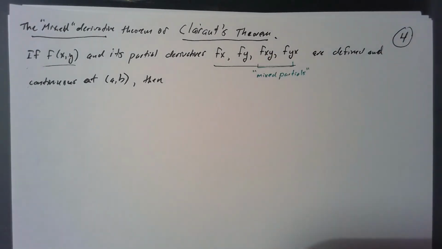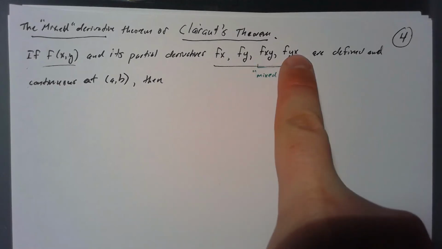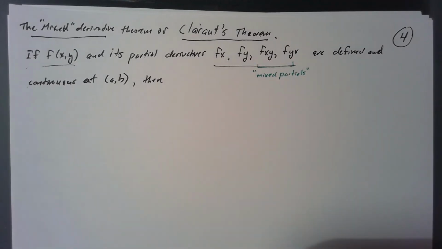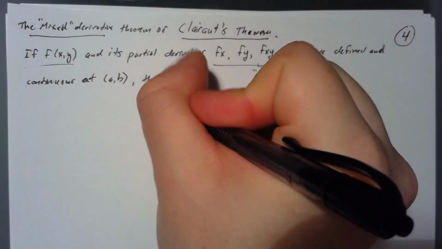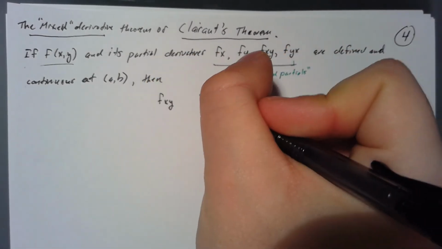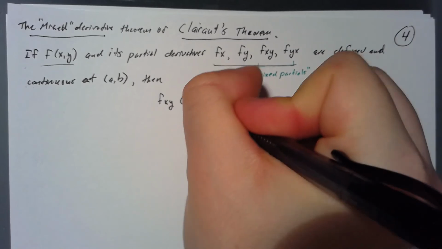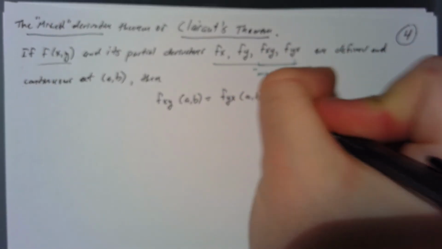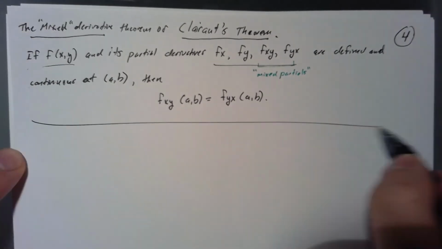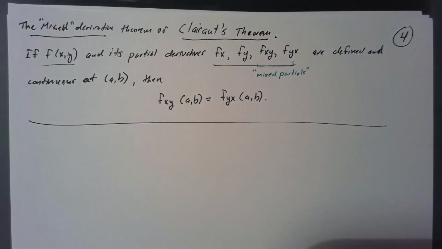They're the mixed partials because they're equal variables, x, y, y, x. So then I could say the partial of xy at (a, b) is equal to the partial of yx at (a, b). That right there is Clairaut's theorem, or the mixed derivative theorem.